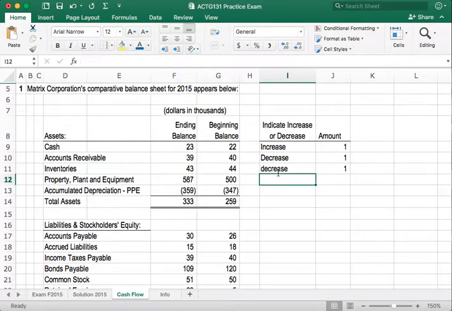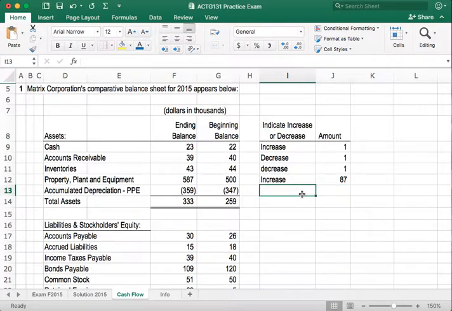Property, plant, and equipment is going from 500 to 587. That's an increase. And the increase is 87. Now you'll notice I didn't put a formula in here. And the reason for that is, I found for myself, if I use a formula and it comes out to be a negative number or a number in brackets, that will confuse me. So the amount section is just the whole number, not whether it's greater than 0 or less than 0.